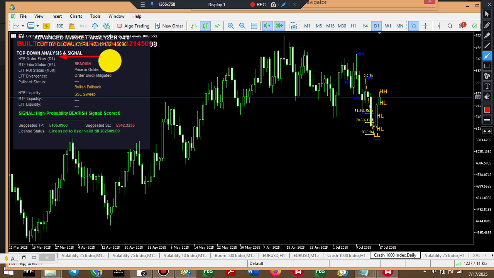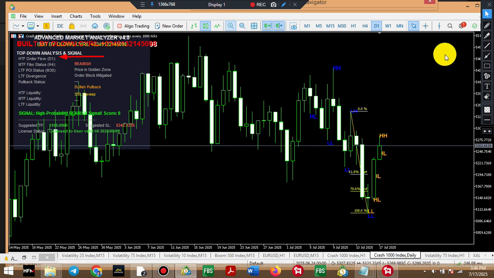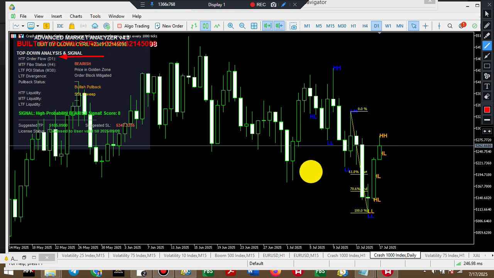So let's start with the order flow. This is on the daily time frame. Order flow is the direction price is going. If I zoom out a bit now, you don't need a magician to tell you that price is bearish, right? That is the order flow we have here. So let's go to the H4 and see what price is doing.